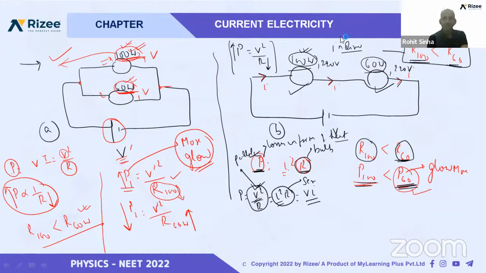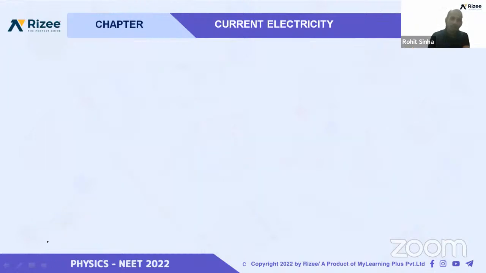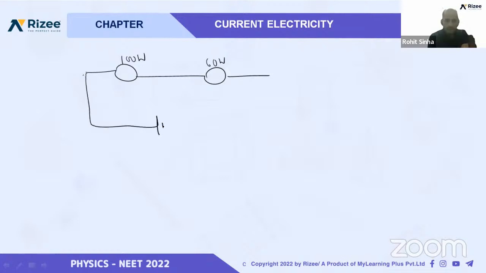Okay, I tell you once more. Don't get confused. See here once more. What happened? We have a 100-watt bulb and a 60-watt bulb. Let us see. They have some voltage rating like this, 220 volt.